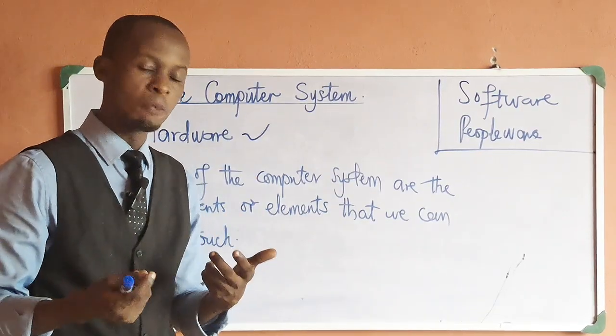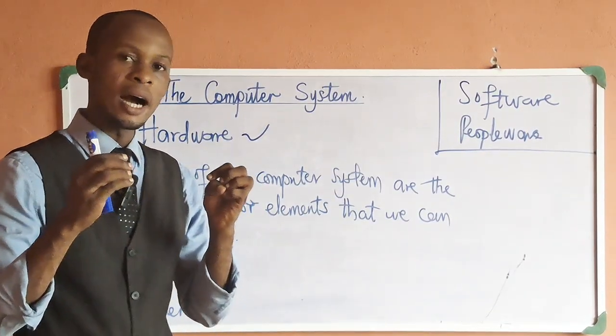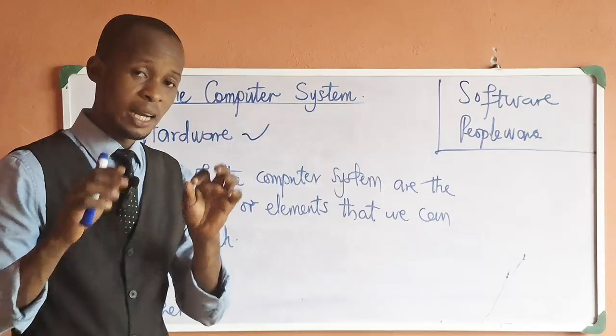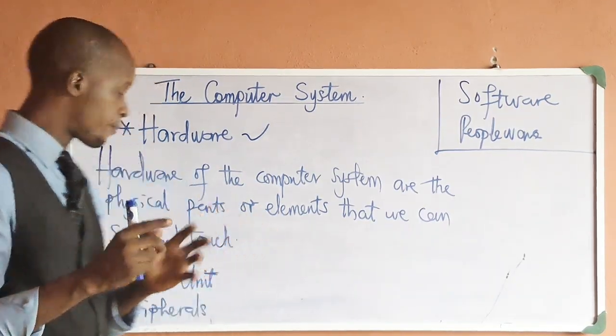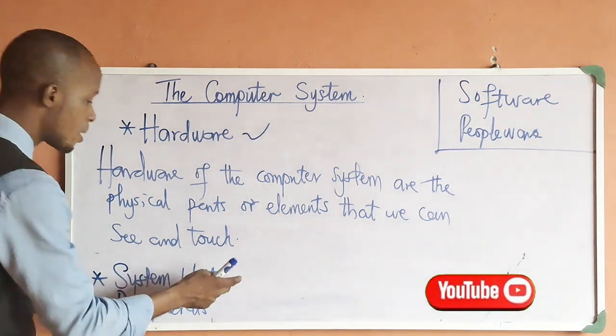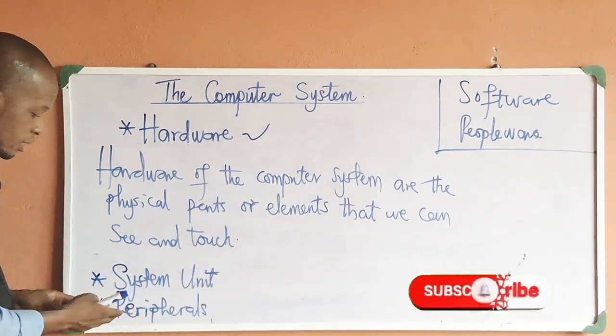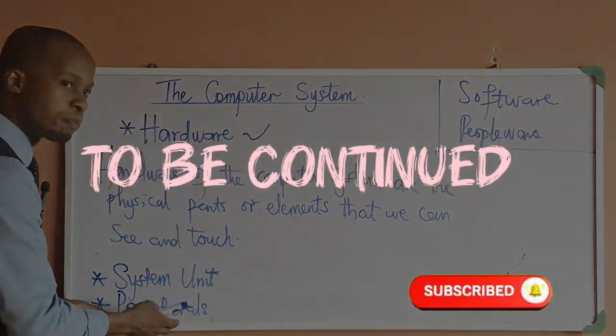The hardware of the computer system are grouped into two. The first is called the system unit, and the other one is called the peripherals.